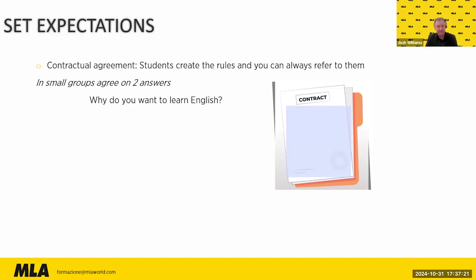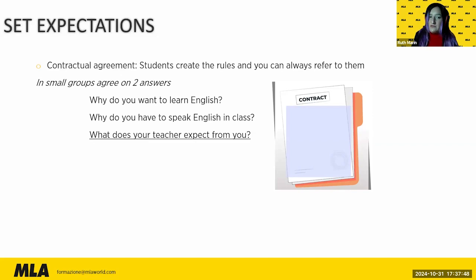Sorry. No worries. So I put them in small groups and they have to agree on two answers for each question. So why do you want to learn English? Generally, they say because my parents want me to. And so that's why I ask for two answers. But then the second one is always great. It's like, I want to make friends. I want to play video games. I want to travel. Why do you have to speak English in class? I'm not even giving them an option. They have to speak English in class, but they need to understand why. And then they will give you two answers for that. And it will be interesting because they always relate them to something they want to do.